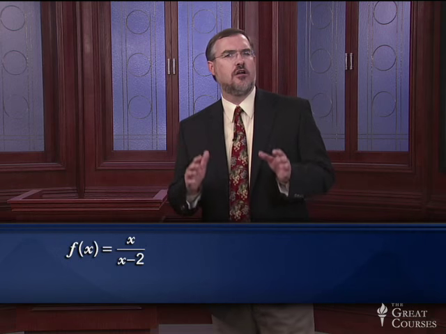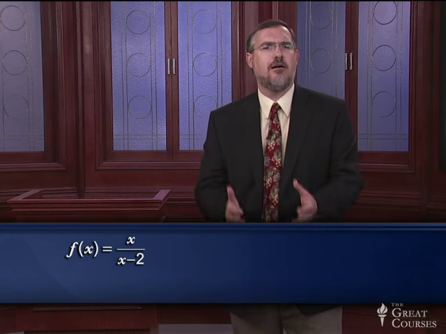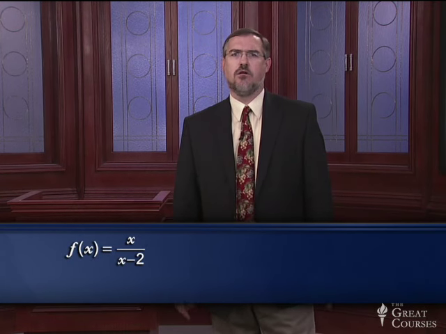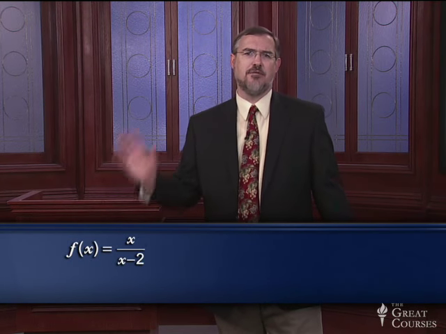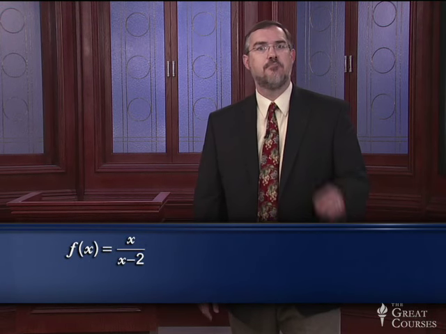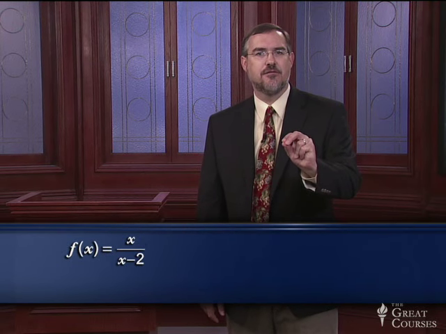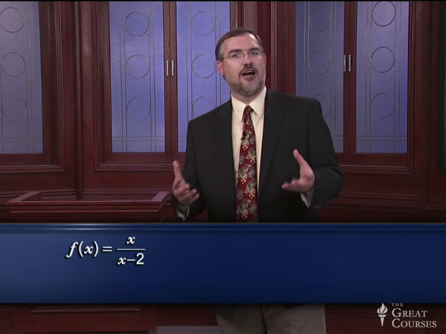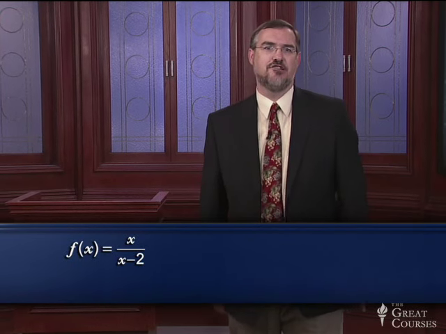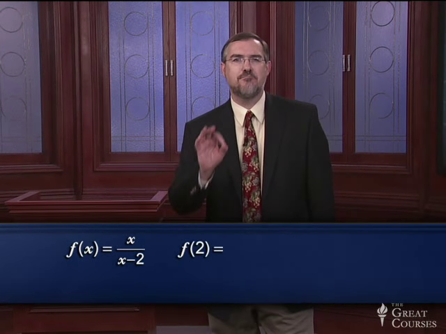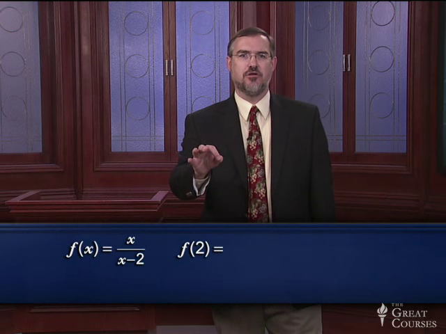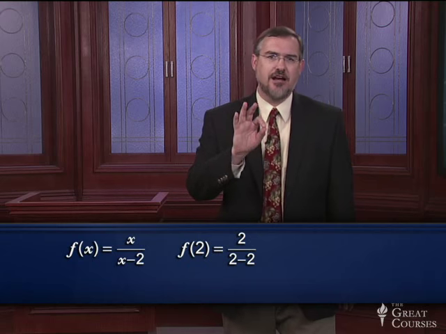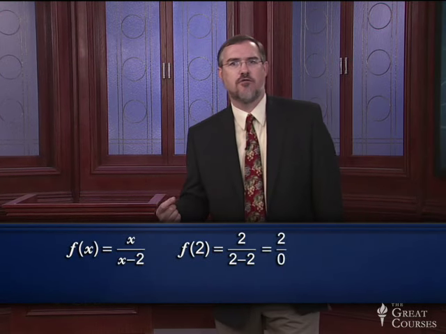So here's my question. What values would give us a problem to plug into a function like x over x minus 2? Well, there's no problem with the x in the numerator. I'm allowed to plug in anything I want there. But the denominator might actually cause me a bit of trouble because of division by 0. You and I both know that we can't ever divide by 0. Notice that if we try to plug in x equals 2, we will have a problem because f of 2 equals 2 divided by 2 minus 2, which is 2 over 0.